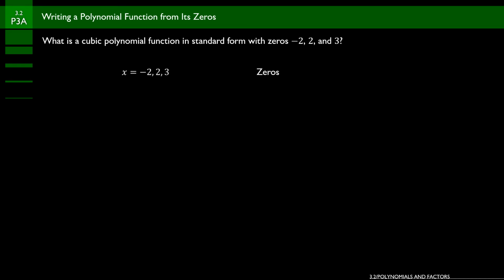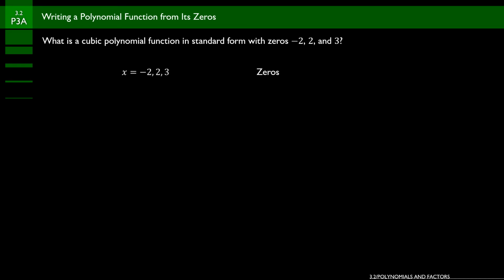For questions 3a and 3b, we're going to reverse the process. This time we're asked, what is a cubic polynomial function in standard form with zeros negative 2, 2, and 3? So we know that we're going to end up with something that looks like y equals x cubed. What we want to do is identify what our x's are. So again, x equals negative 2, 2, and 3.